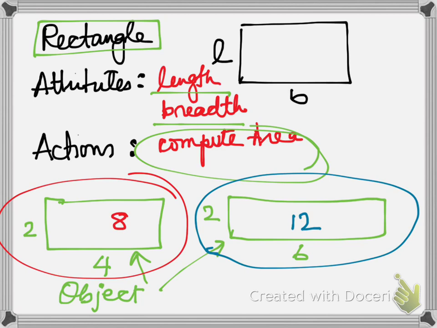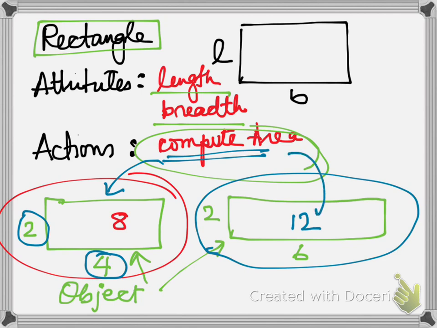So you can see the data of one object is not interfering with that of the other. Okay, so the compute area for this particular rectangle will work only on its own data. Similarly, compute area for this rectangle will work only on its own data. So the chances of data being unintentionally manipulated is greatly reduced because of this encapsulation.